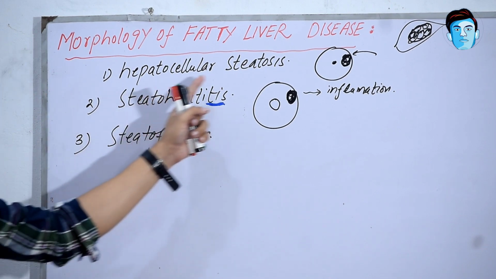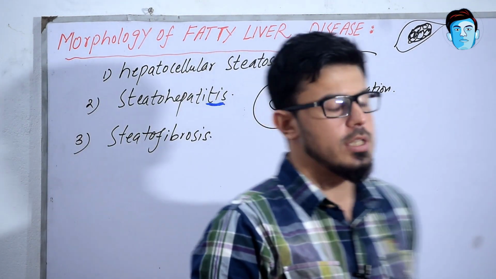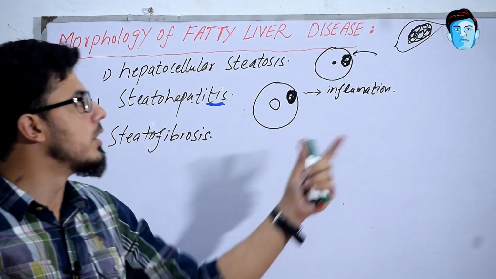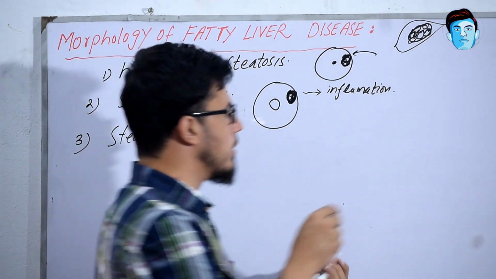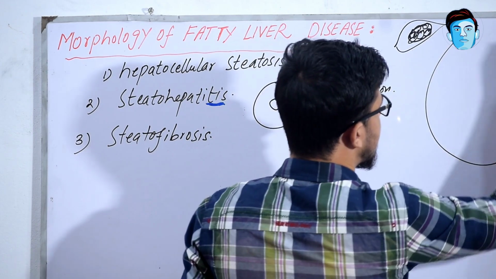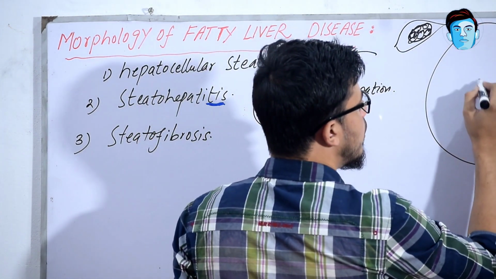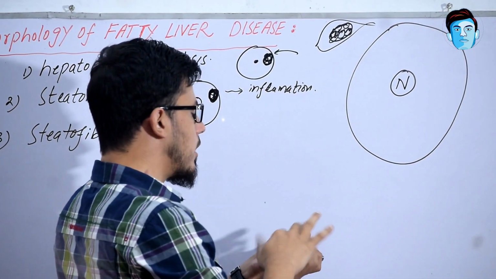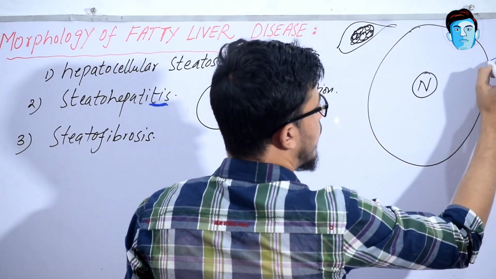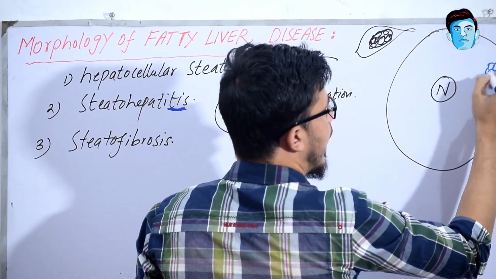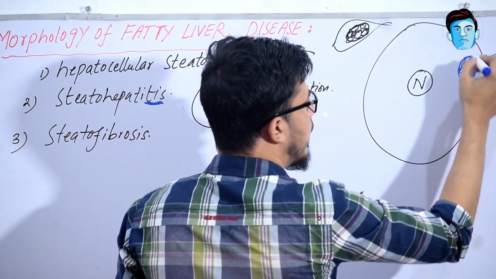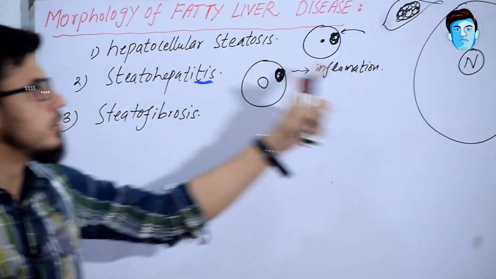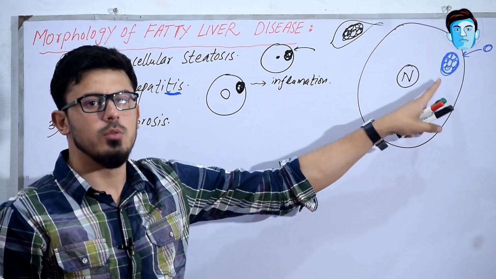Now, starting with hepatocellular steatosis. As I told you, in hepatocellular steatosis there is fatty accumulation within the hepatocytes, that is, the liver cells. Say this is a hepatocyte. In the center there will be the nucleus of the hepatocyte, and when there is accumulation of fat in the hepatocyte, it converts into fatty globules. So in the phase of hepatocellular steatosis, there will be accumulation of fat within the hepatocytes.